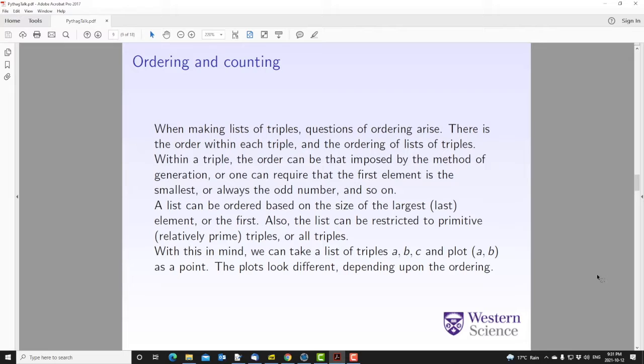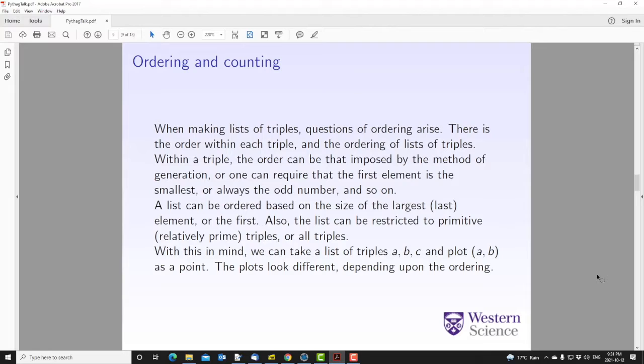Leaving behind the generation of triples, there are other things you can do with Pythagorean triples other than generate them, to count them or to plot them. However, it turns out that in order to count or to plot, you have to bring into consideration the ordering of the triples. So you make a list of the triples, but exactly in what order do they appear? And there are several possibilities here. For example, you could take the last element of the triple, the one that sort of measures its size in a sense, and order by that. Or you could order by the first element.